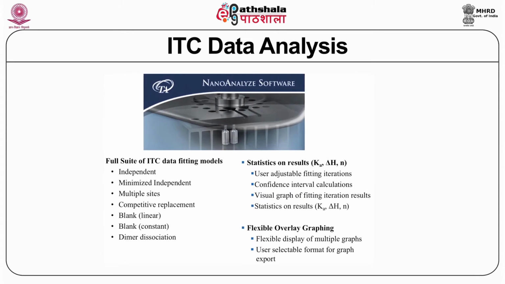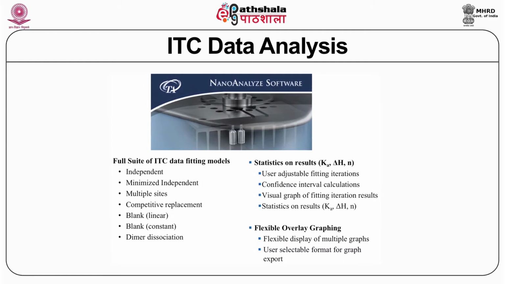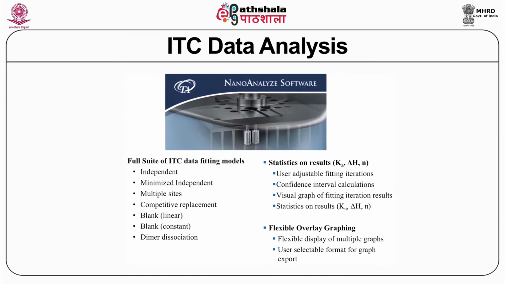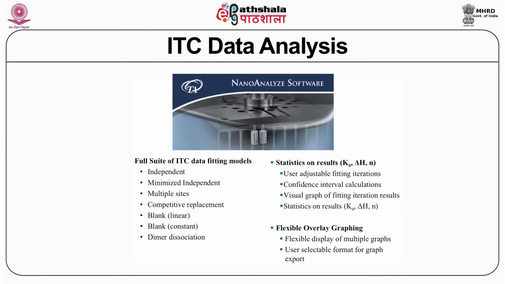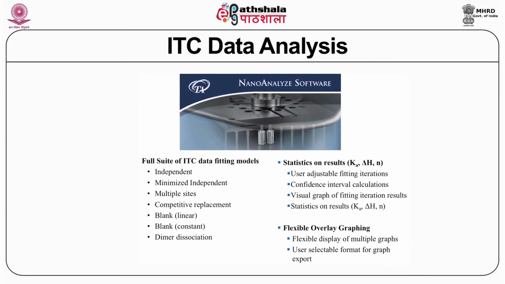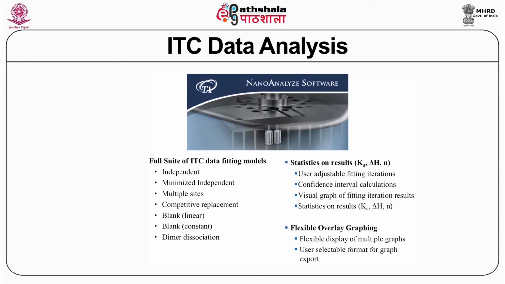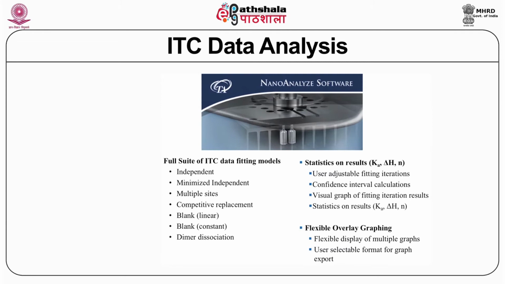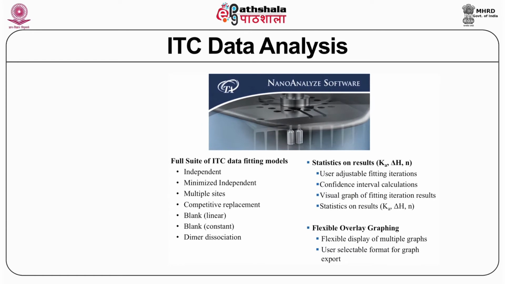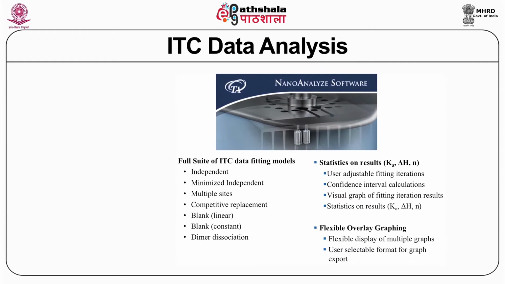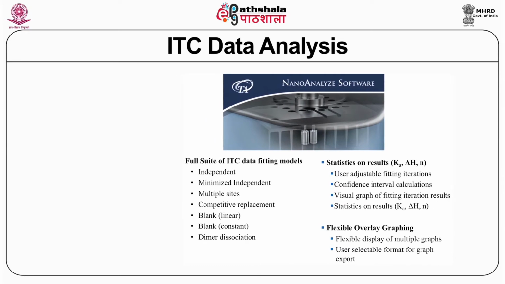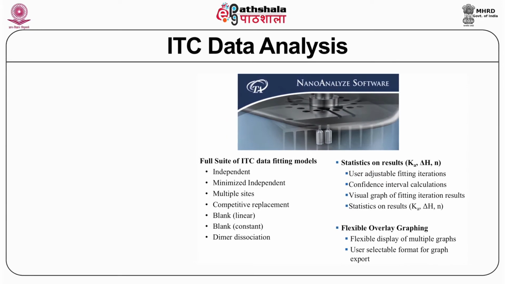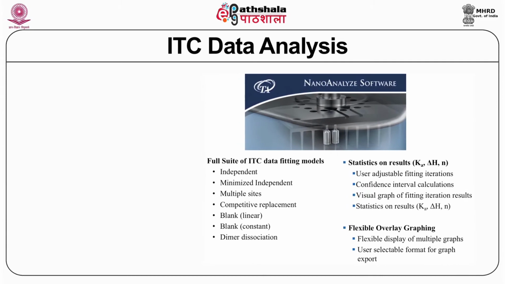The second is a minimized independent model. It is independent, but the independency is minimized, not to a large extent. Then the third one is more important, which is also very common: multiple sites. It can have more than one site, and each site may bind with a different binding constant. So, one site can be a higher binding site, and the second one can be different. Then of course, you do the blank, which has to be linear, or a constant blank, or one for dimer dissociation. So, these are the conditions to which data can be fit, depending on which sample you are dealing with.